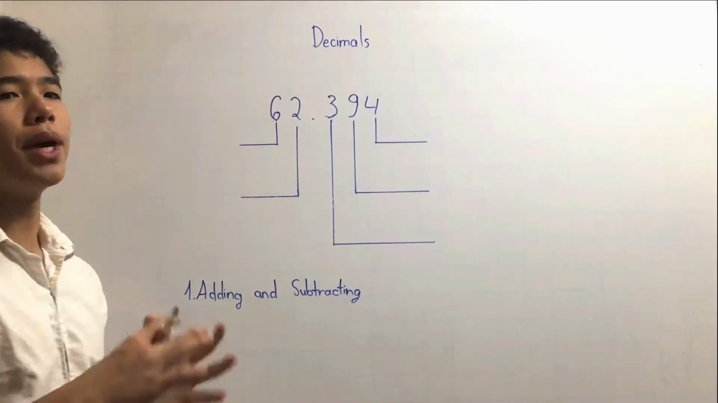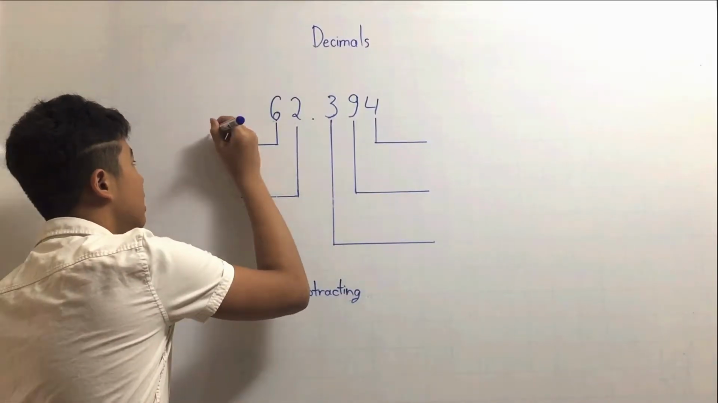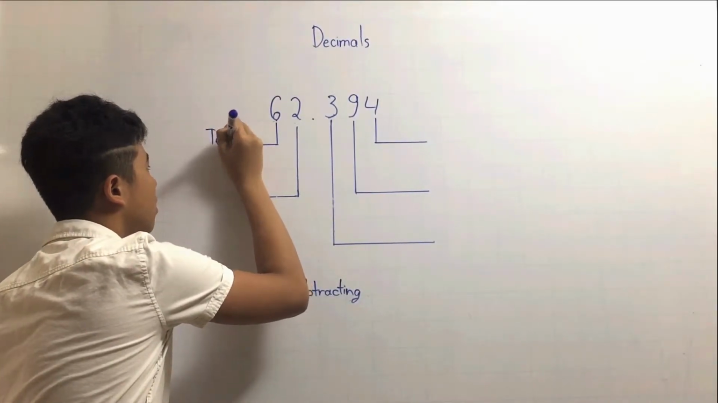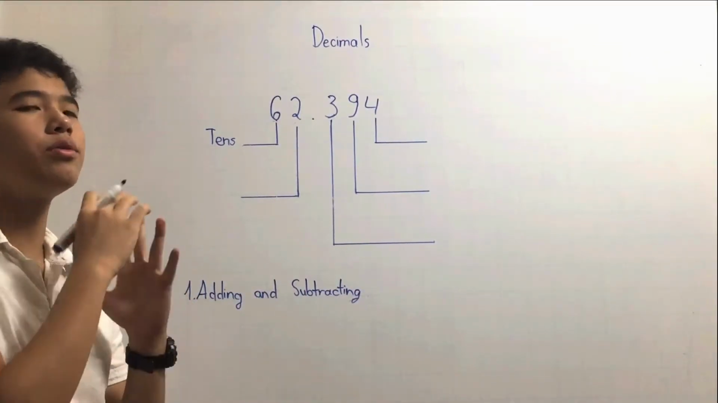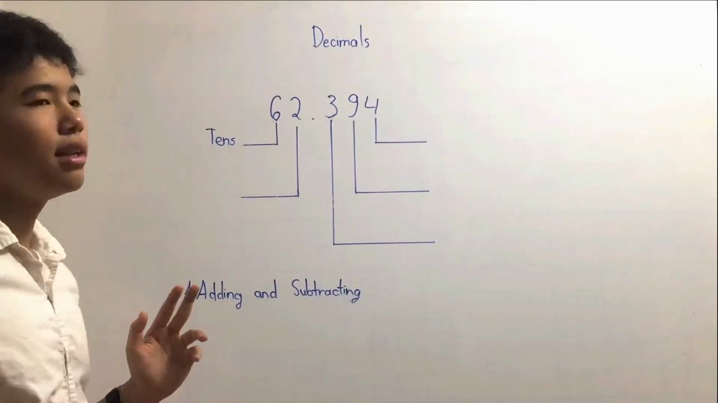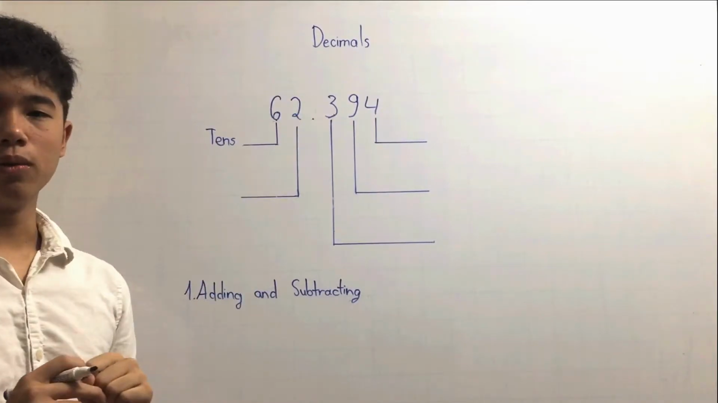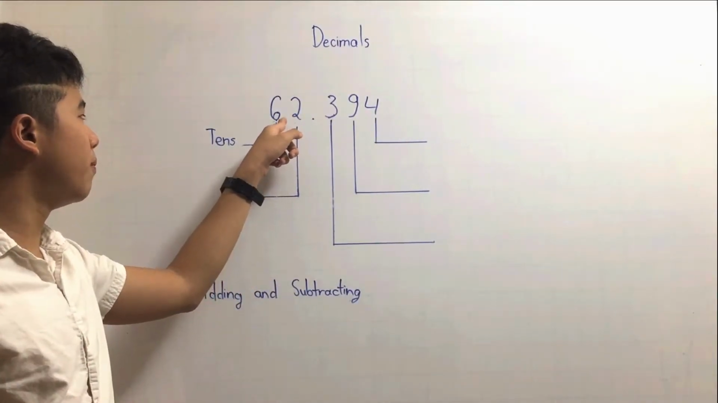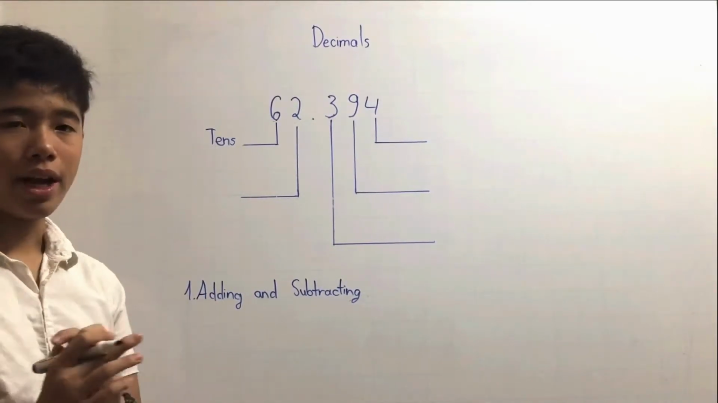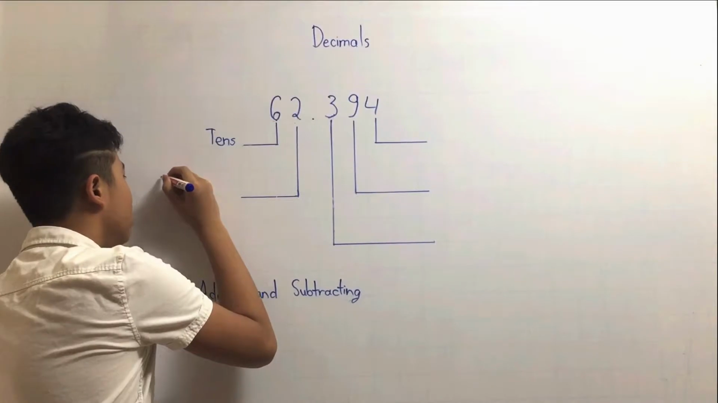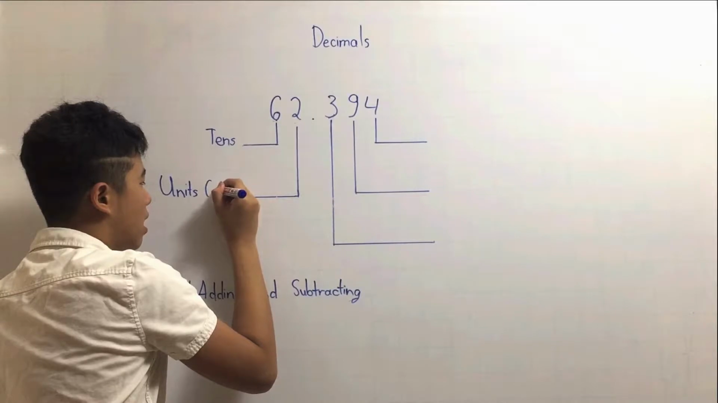We look at the biggest one first. The biggest one is tens, or even higher, hundreds, thousands, but for example, we just take tens. This is the biggest. In 62, the 2 behind the 6 is the units, or we can call it ones.